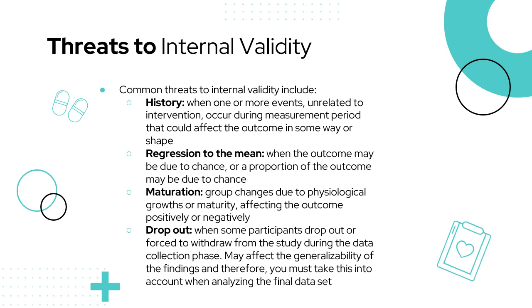This can happen, right? On my test scores, I might just have a bunch of participants that are very lucky. They score very highly, but this is due to chance. The next we have is maturation. So group changes due to physiological growth or maturity, and it affects the outcome positively or negatively.